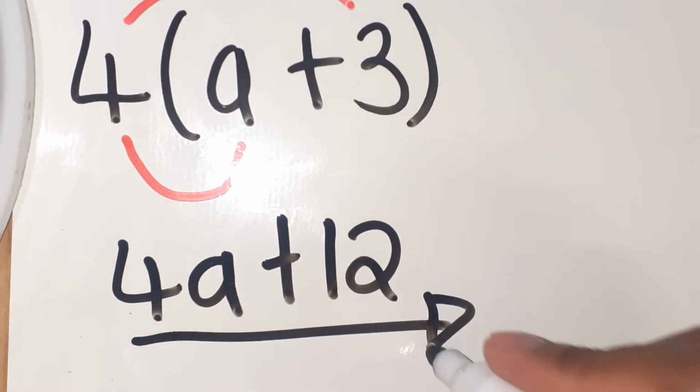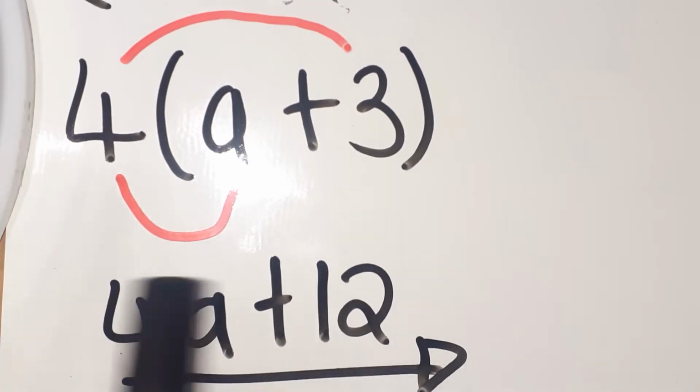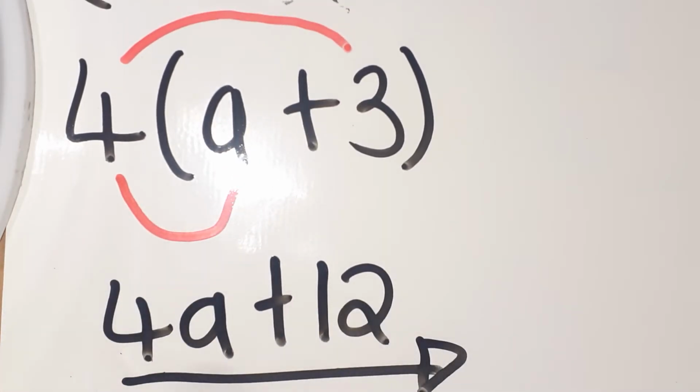And you cannot go any further at this stage because we cannot add or subtract unlike terms, but we can divide and multiply unlike terms. This is an unlike term. This is as far as we can go. If you were asked to simplify this term, this is as far as you can go.